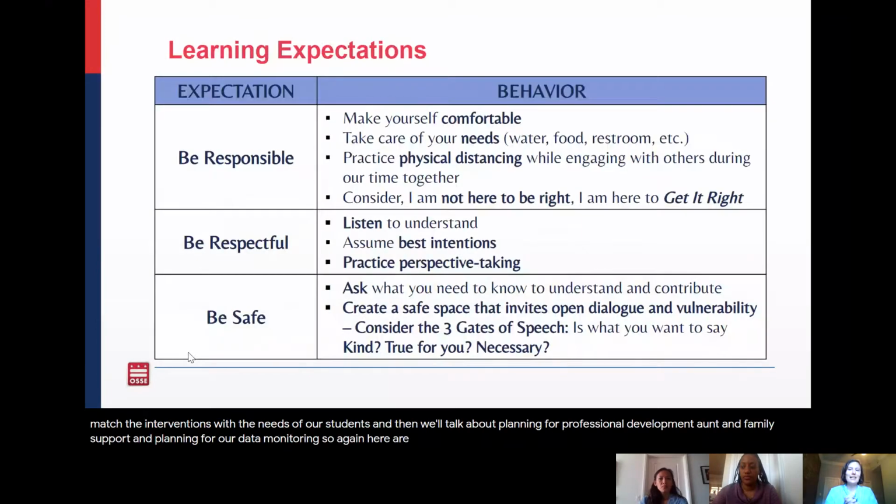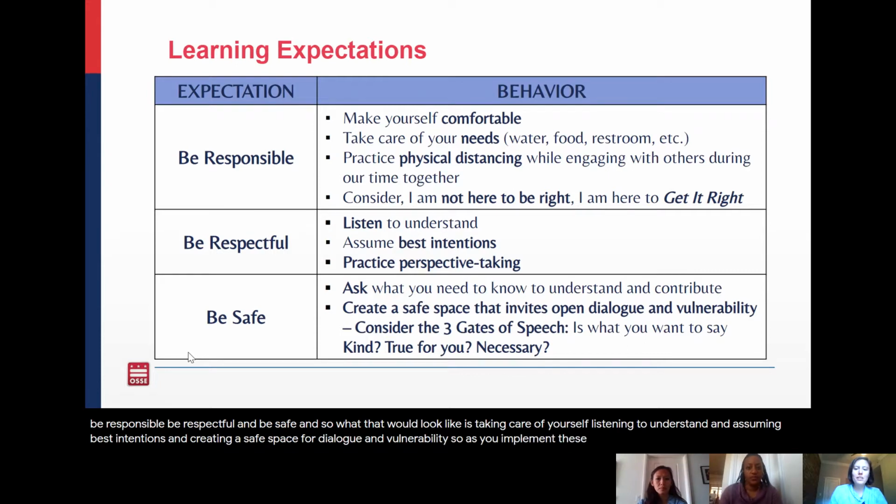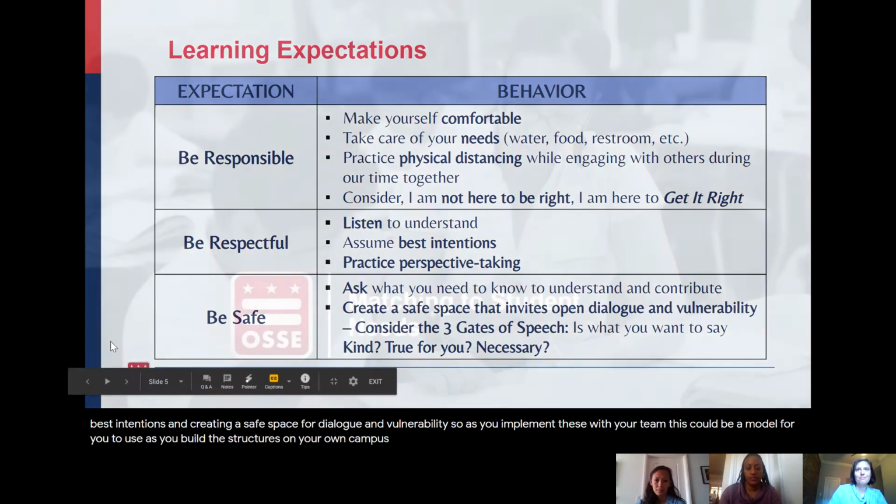So again, here are our learning expectations as a model to share with you. So our expectations are to be responsible, be respectful, and be safe. And so what that would look like is taking care of yourself, listening to understand and assuming best intentions, and creating a safe space for dialogue and vulnerability. So as you implement these with your team, this could be a model for you to use as you build the structures on your own campus.